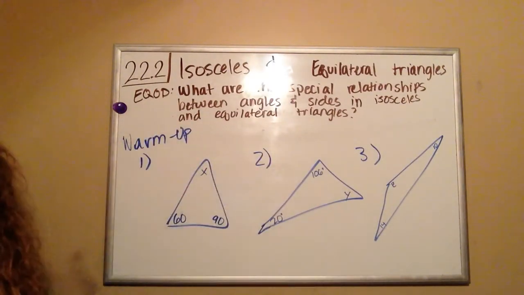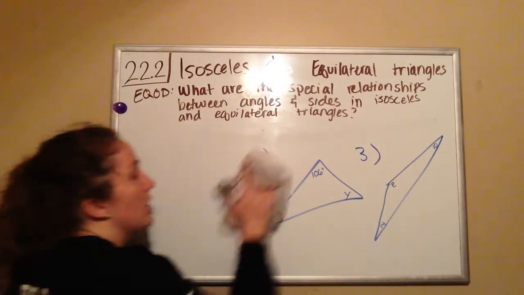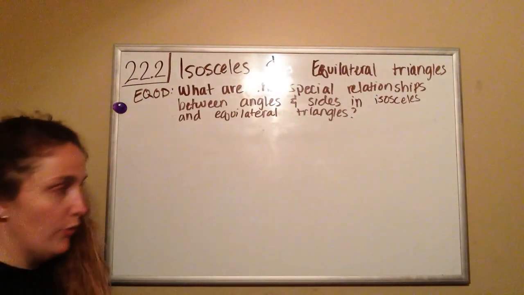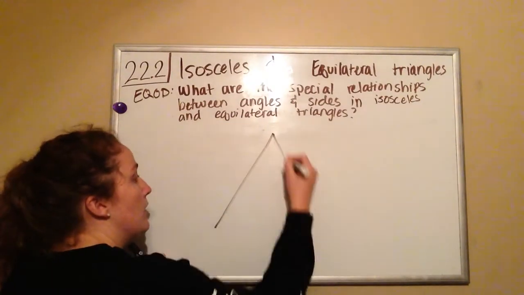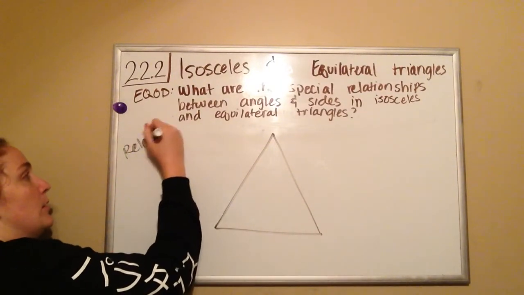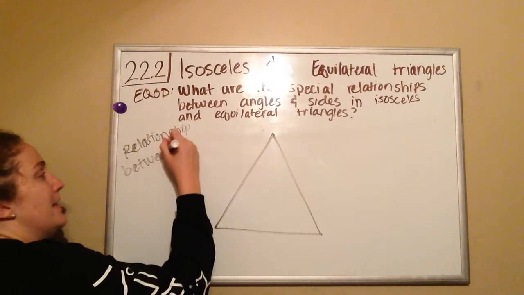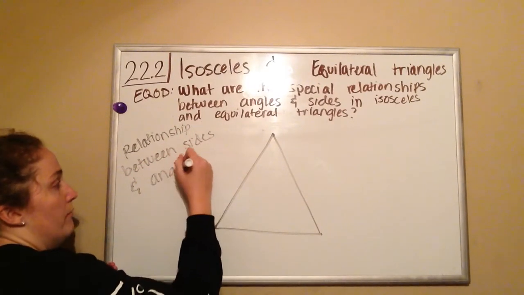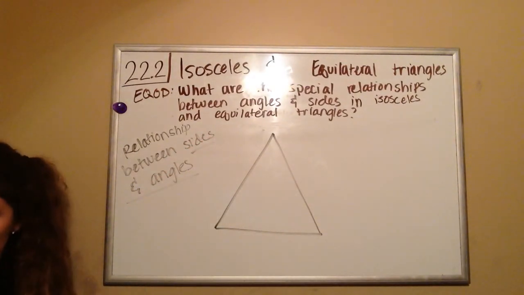Alright, if you're back with me, you have answers for X, Y, and Z. So I'm going to erase this now, and we are going to get started with some newer material, unless you've seen it before. So if we have a triangle, we're going to talk about the relationship between the sides and the angles of this particular triangle and any triangle that we're going to see. Okay, so relationship between the sides and the angles.